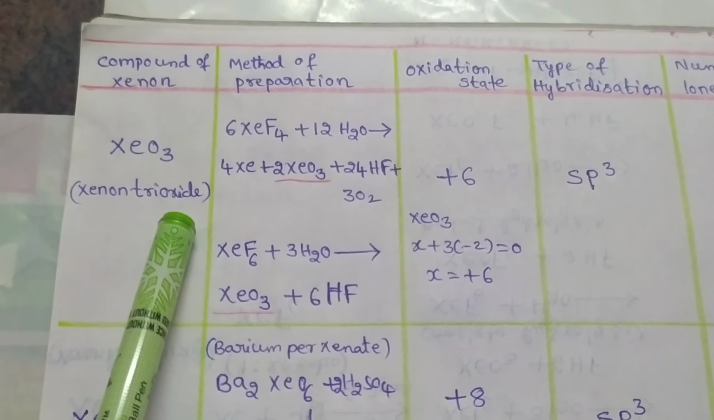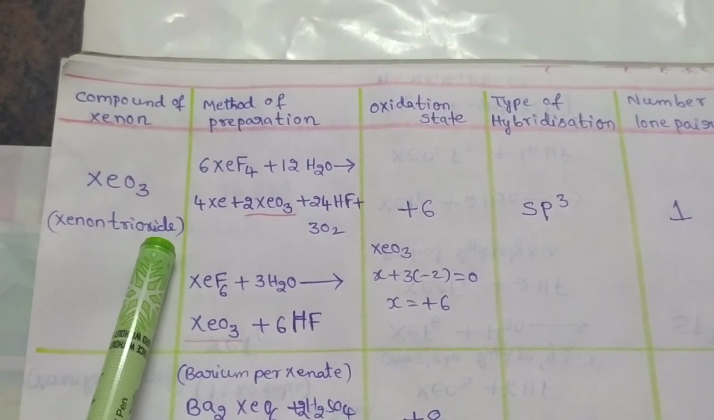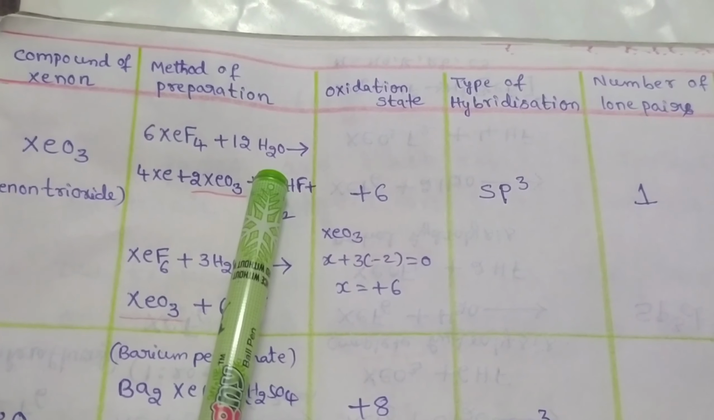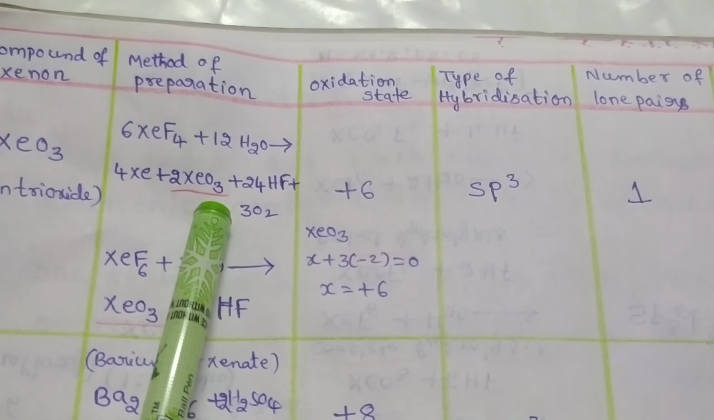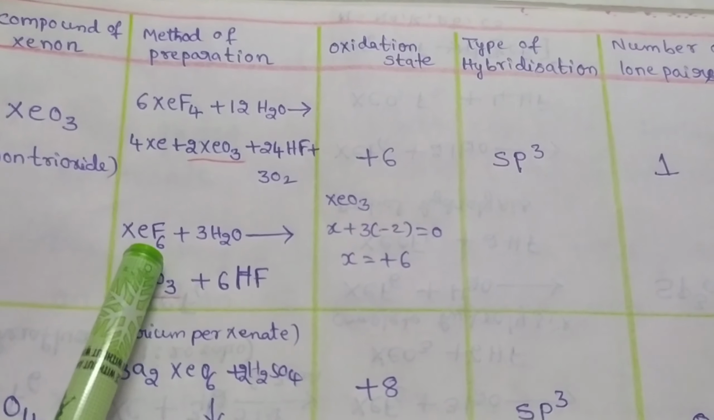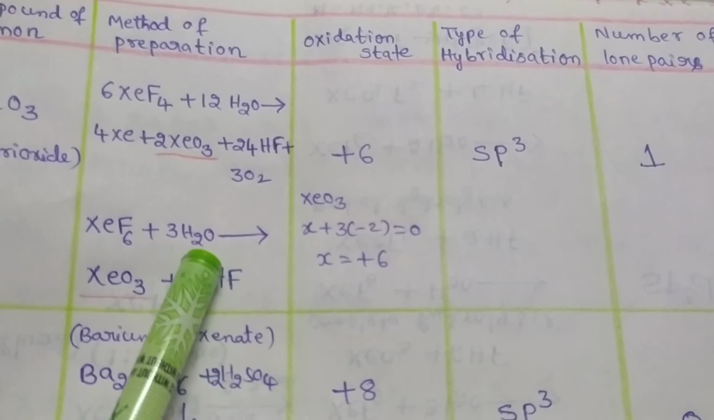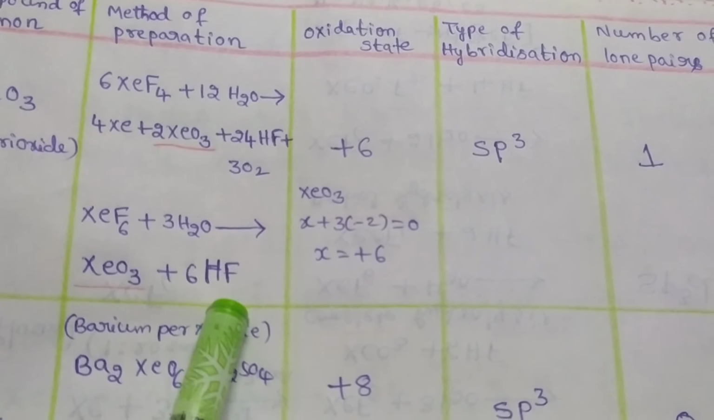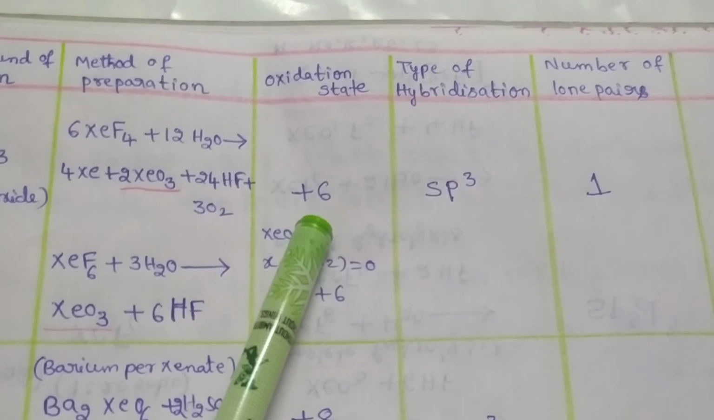Now we discuss xenon oxides. First, xenon trioxide. When xenon tetrafluoride is reacted with water molecule, it forms xenon trioxide. Another method of preparation is when xenon hexafluoride on complete hydrolysis with 3 moles of water molecules forms xenon trioxide and hydrofluoric acid.